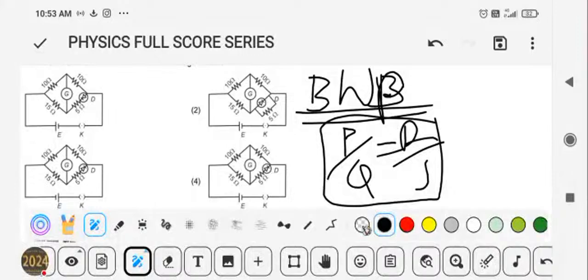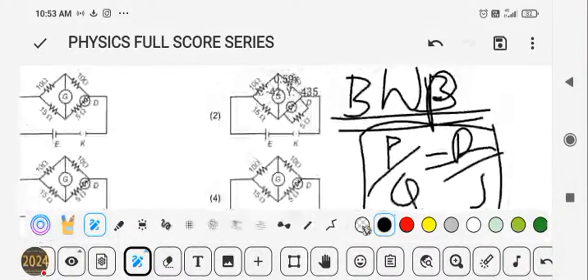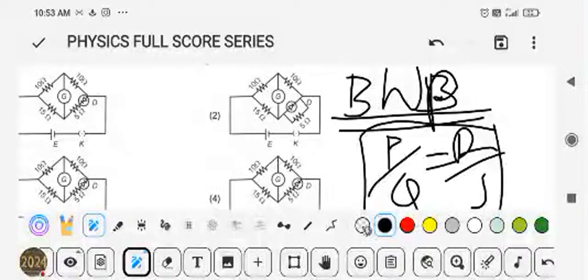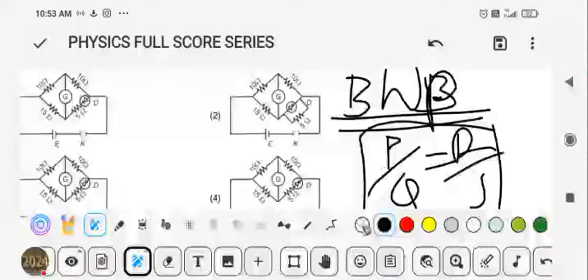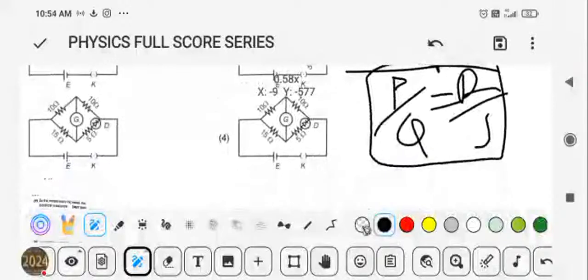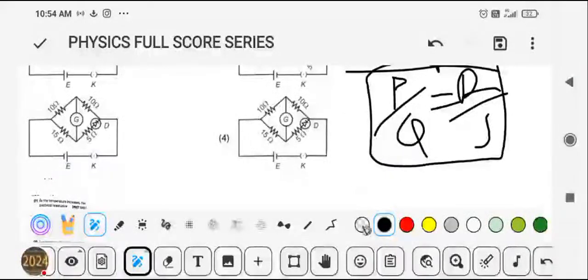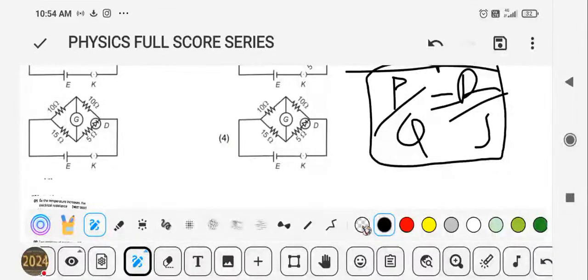In the case A, let me take 10 by 5 is equal to 10 by 5. It is not following the correct relation. For the second option, 10 by 15 is equal to 10 by 5. Again, this ratio is not proper. Again, in the third case, 10 by 15 is equal to 10 by 5. Again, the ratio is not matching. In the fourth case, 10 by 15 is equal to 10 by 5. See, in all these cases, the ratio is not matching.